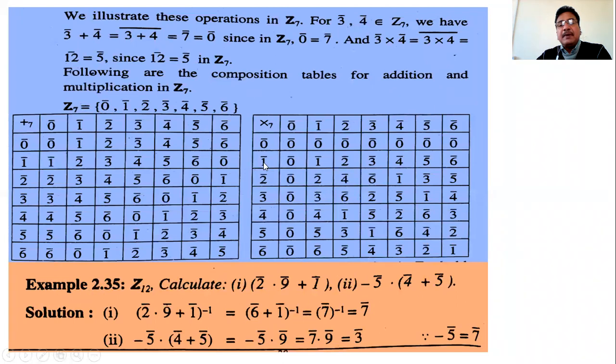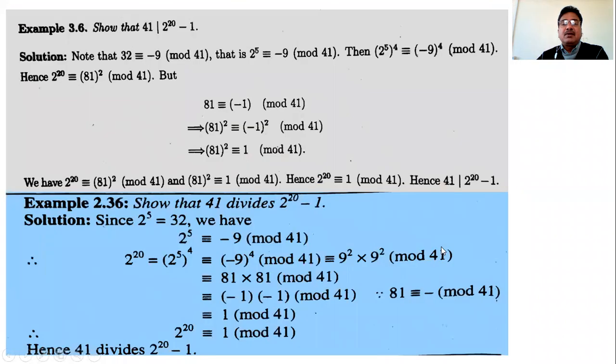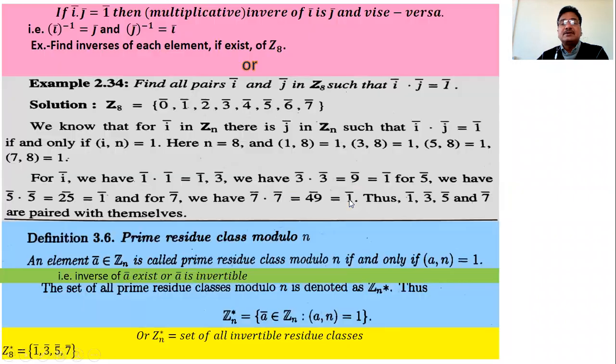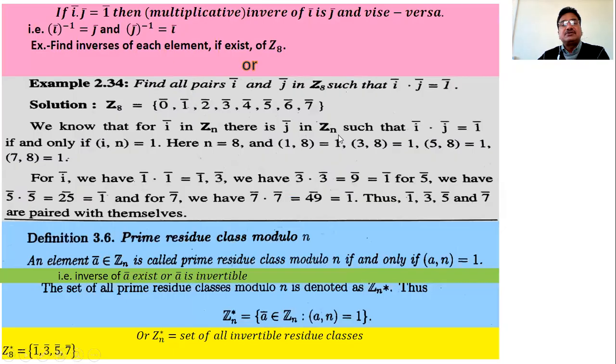So what is the inverse of 1 bar? The inverse of 1 bar is itself, 1 bar. The inverse of 2 bar is 4 bar. The inverse of 3 bar is 5 bar. The inverse of 4 bar is 2 bar. The inverse of 5 bar is 3 bar. Since the inverse of 3 bar is 5 bar, the inverse of 5 bar is 3 bar. In this way, the inverse of 6 bar is 6 bar, because 6 bar times 6 bar is 1 bar. So to find the inverse of each element, either use this theorem or draw the multiplication table in Z8, and then find the inverses of each element.